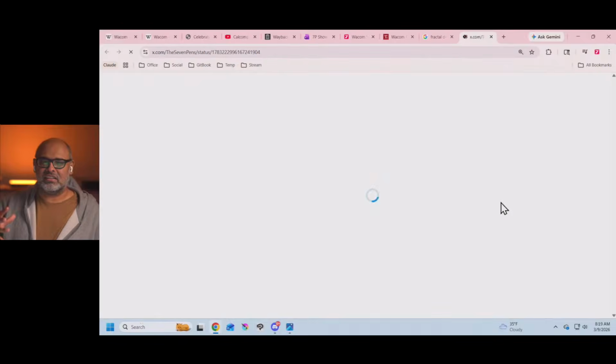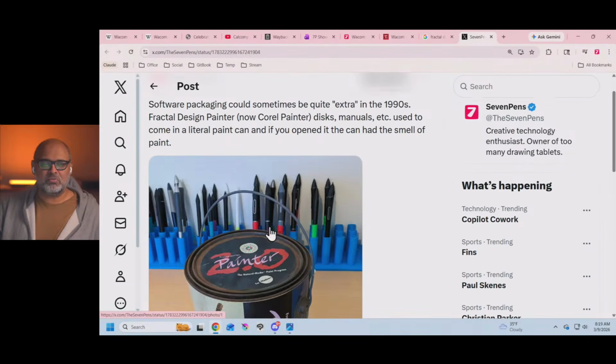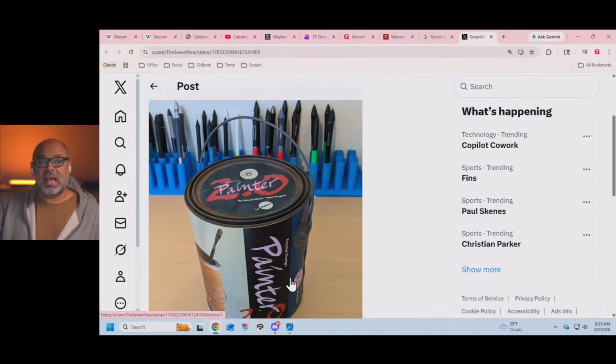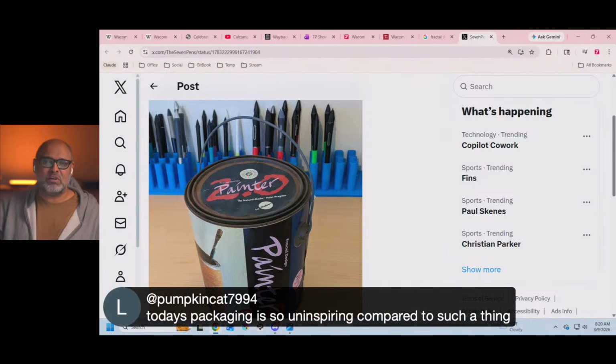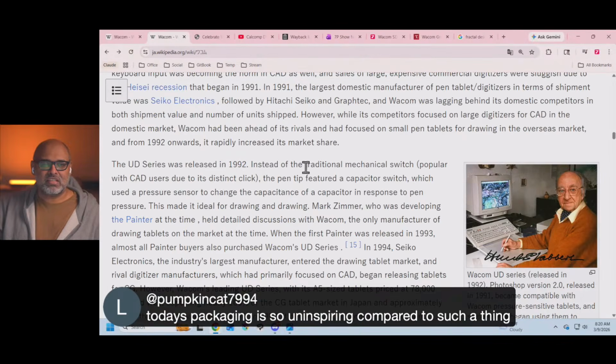Back then, you used to get lots of stuff when you bought these things. And packaging was extra. I don't mean you had extra packaging, it was just very extra. Outlandish, crazy, exaggerated. So this was cool as hell. There was nothing like it. And it smelled like oil paint. They added something like that, right? Yeah. Today's packaging is so uninspiring. Absolutely, Pumpkin Cat.